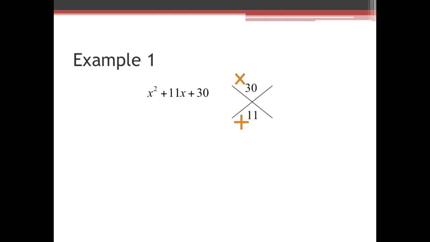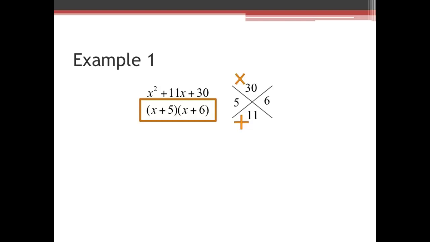1 and 30 gives you 31, so we'll go to the next one. We have 2 and 15, which add to 17. We have 3 and 10, which add to 13. We're getting closer. And then let's see, 5 and 6. Yes, 5 and 6 will multiply to 30 and also add to 11. So now we can write this in factored form. So this will be x plus 5 and x plus 6.